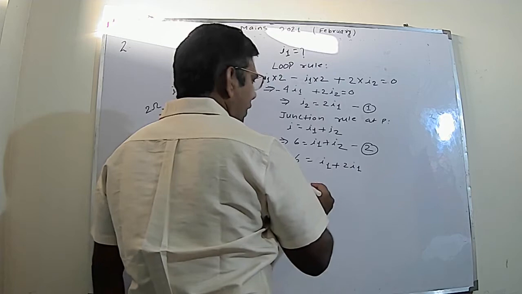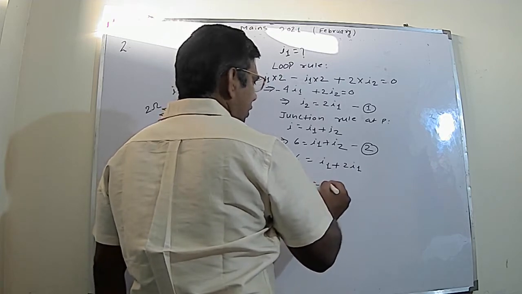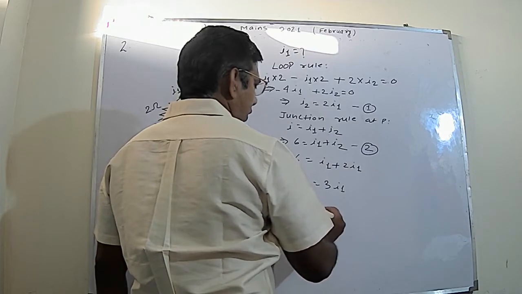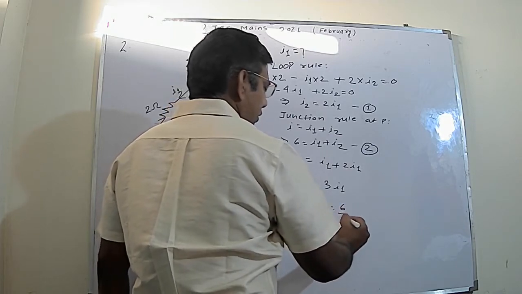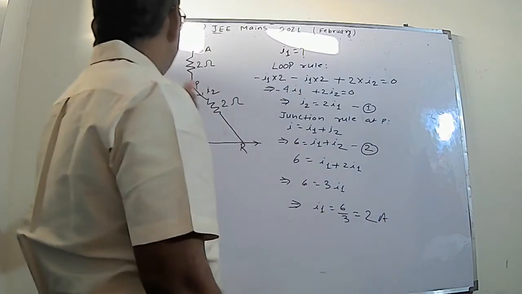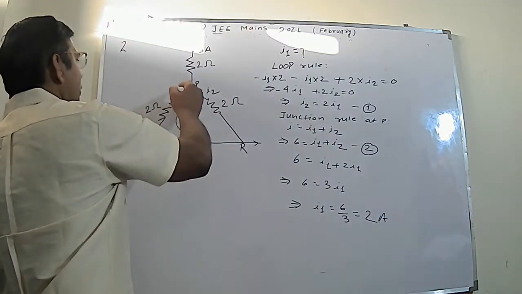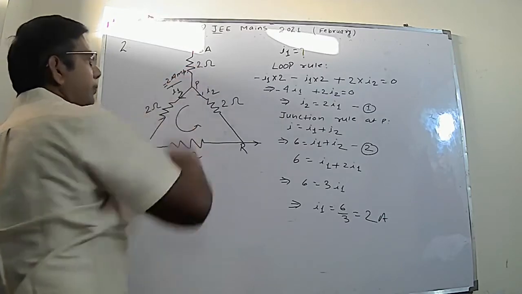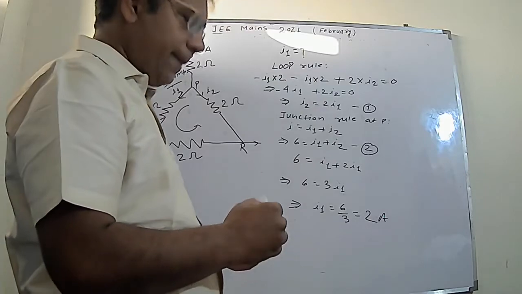So from here we can see that 6 is equal to 3I1 and I1 is equal to 6 by 3, that is 2 ampere. So this will be the answer. The answer here is 2 ampere. I1 is equal to 2 ampere.